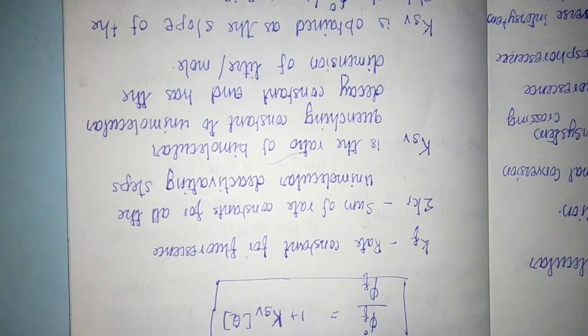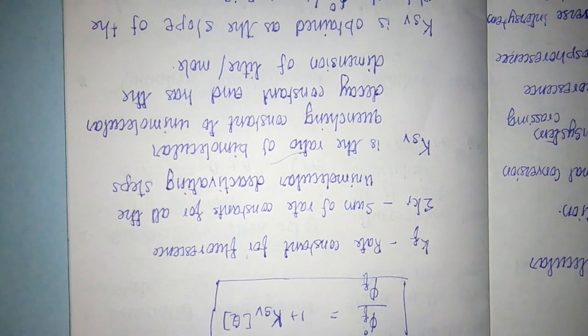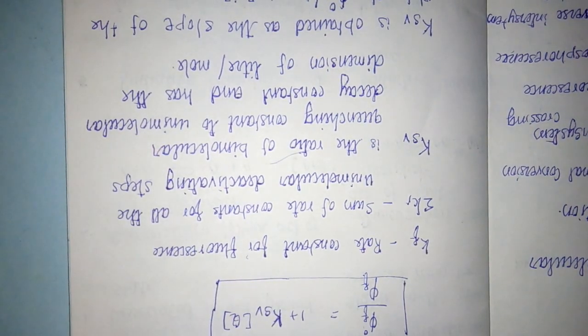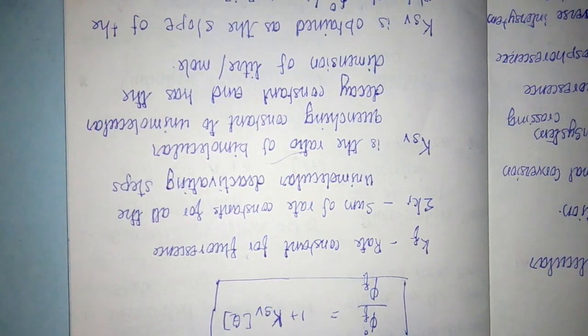KSV can be calculated from the plot of psi f0 by psi f versus Q. Q should be on the x-axis and psi f0 by psi f on the y-axis. It will give a positive slope, with one as the intercept. From the slope we can calculate the KSV. It has the unit of liter per mole.